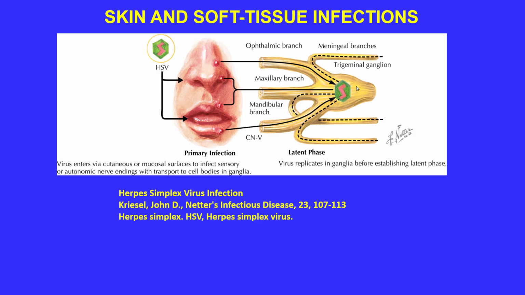And somehow down the road, they may come back. And there's been all sorts of speculation why they come back. Stress, certain components in food that are consumed, etc., exposure to sunlight. What happens eventually is the virus is going to replicate in the ganglia before it establishes itself in a latent phase. Okay? It will eventually come back.